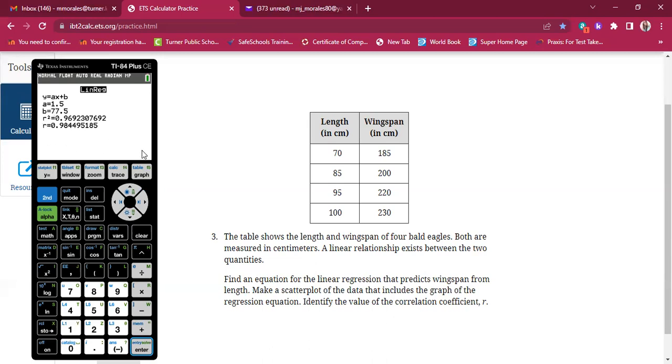So we want to find the equation. So just press y equals. And this is now our equation, 1.5x plus 77.5. And now you are asked to graph or make a scatter plot of the data. So just press graph. So that is now the graph. Okay, so we were able to find the correlation coefficient R. We were able to find the equation and of course, the scatter plot.